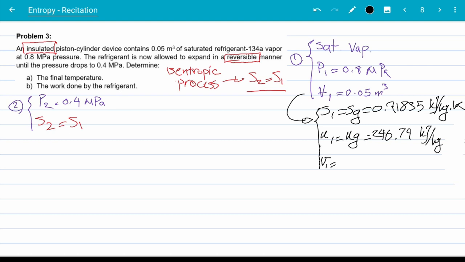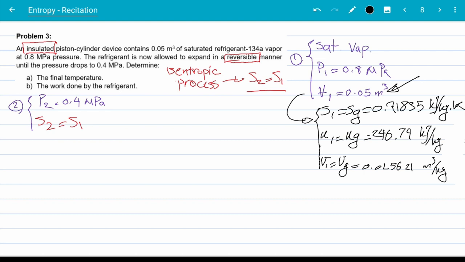I can also read the specific volume as well. I have the initial volume. If I know the specific volume, initial specific volume, then I can use these two pieces of information to find the mass of my system. So specific volume one is a specific volume of saturated vapor. It is going to be 0.02561 meters cubed per kilo. Okay, so I got most of the things that I need.